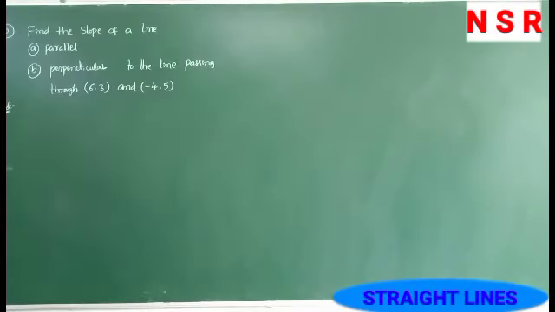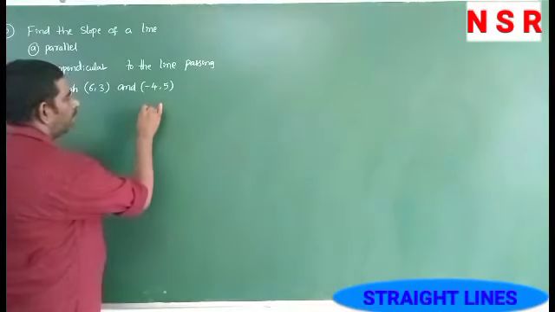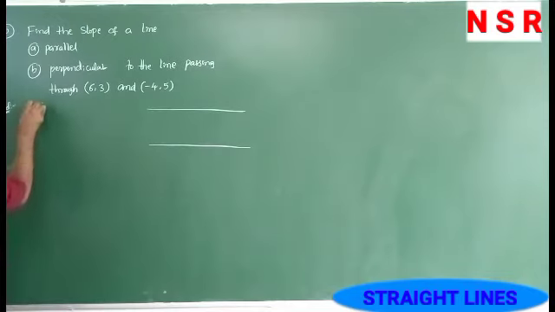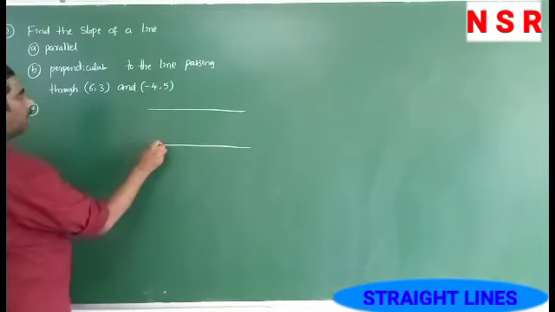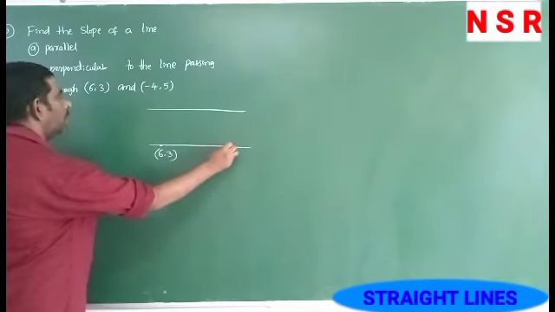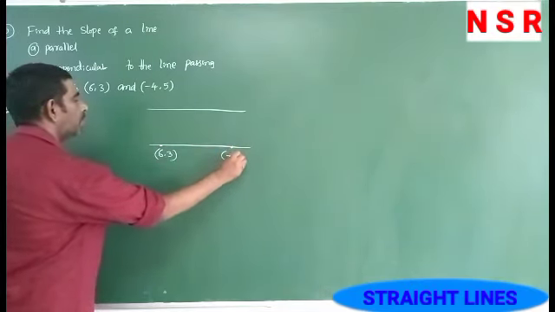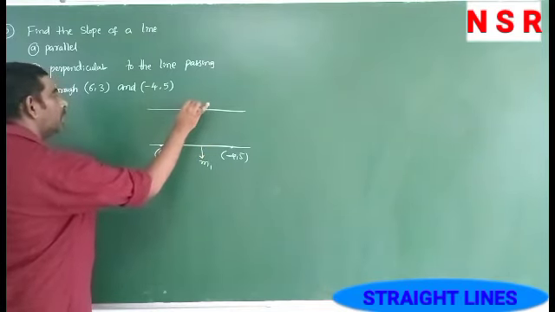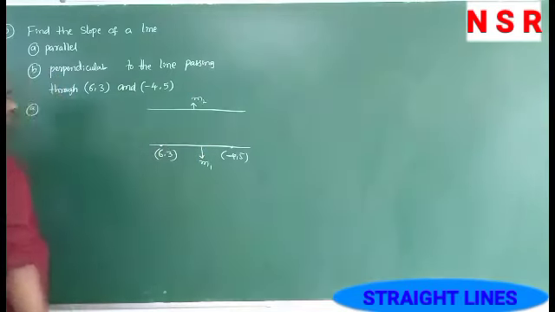Question number 5, find the slope of a line. This line is parallel and perpendicular to the line joining the points (6, 3) and (minus 4, 5). So here, find slope of one is parallel. So that is A. So here given one line and it is passing through (6, 3) and (minus 4, 5). So first to find the slope of this line, consider it as m1, and the slope of this one is m2.